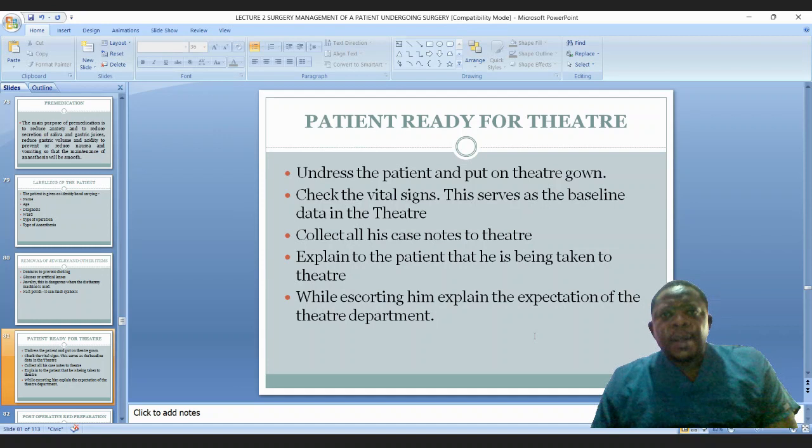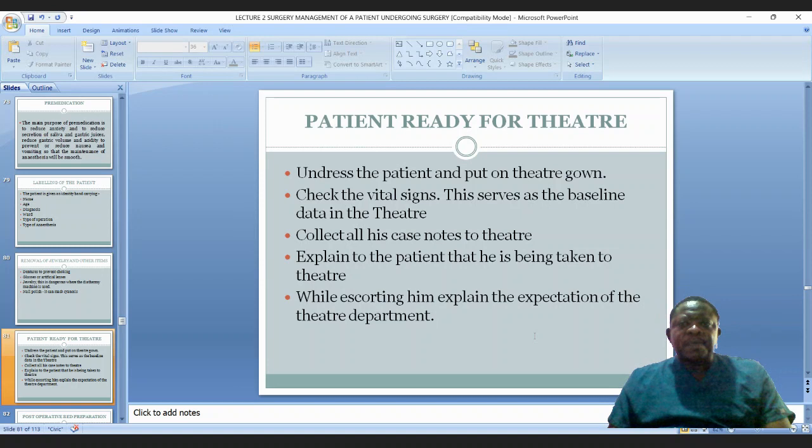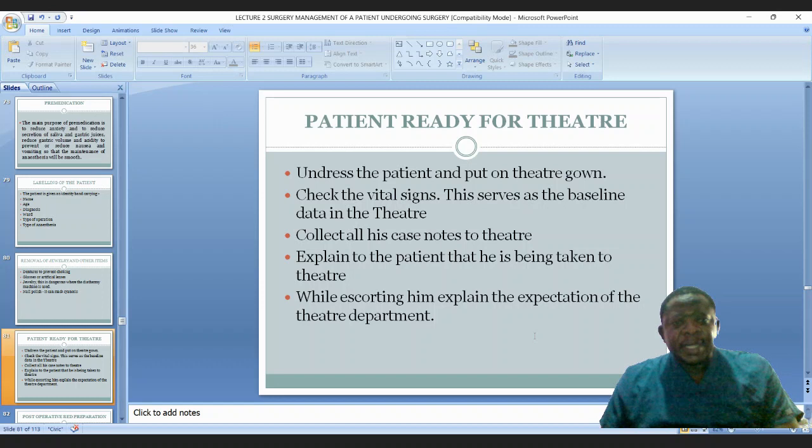Okay, patient readiness now for theater. You can ensure that the patient puts on the gown. This is to reduce introduction of infection in the ward as the gown is sterile. Then check vitals to act as baseline data. You can collect the notes of the patient so that you can give proper handover about the patient, and explain to the patient that you are going to take him to theater while escorting him to the theater department.